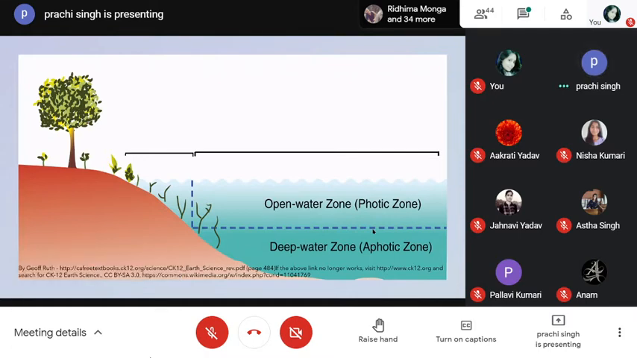Okay. So the pond ecosystem comes under the freshwater ecosystem, and it comprises less than 1% of our Earth surface. So we can say that less than 1% is a very small part of our freshwater ecosystem.